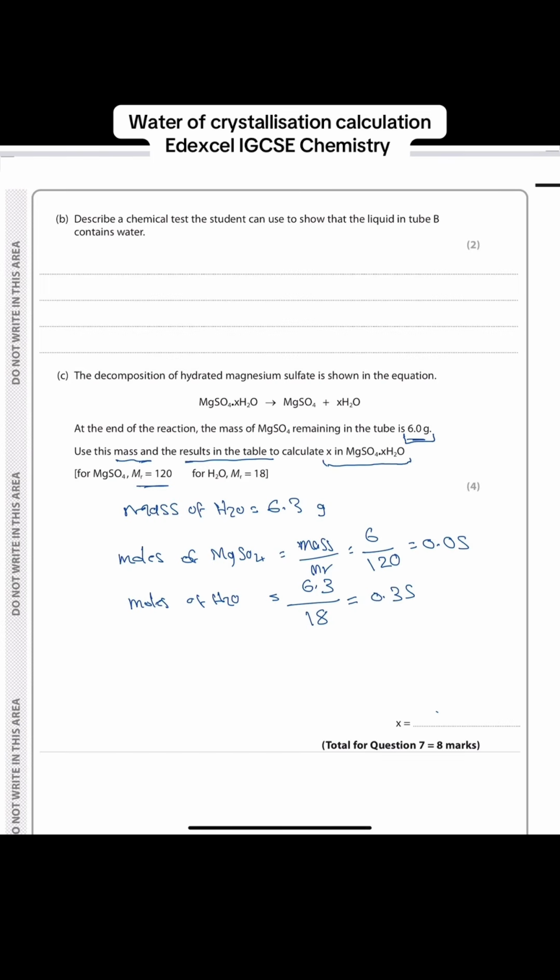Now we need to find the molar ratio. To find the molar ratio, you will divide these two values by the lowest one. So you're going to convert the magnesium sulfate into 1 and then find how many moles of water there are with 1 of the magnesium sulfate. When you divide this by 0.05, that will give you 7. So the molar ratio between magnesium sulfate and water is 1 to 7. So the value of X here is 7.